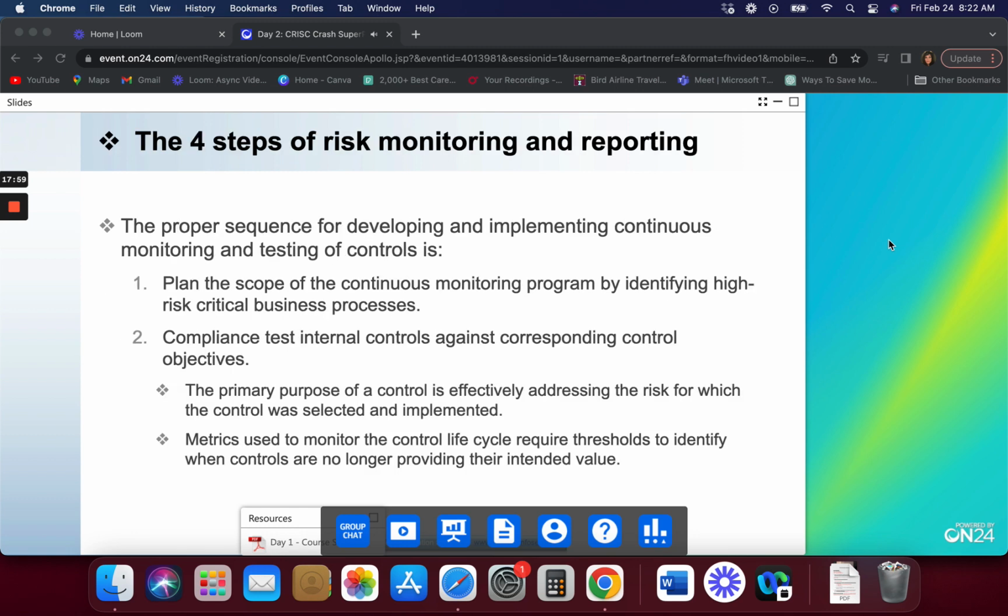So what are the 4 steps, according to ISACA, of risk monitoring and reporting? They have specific ideas on this. You're going to need to know the sequence in which these are applied. First off, when you're developing and implementing continuous monitoring and testing of controls, you plan the scope of your monitoring program by identifying high-risk, critical business processes. Those are areas that have high inherent risk, you may remember from yesterday.